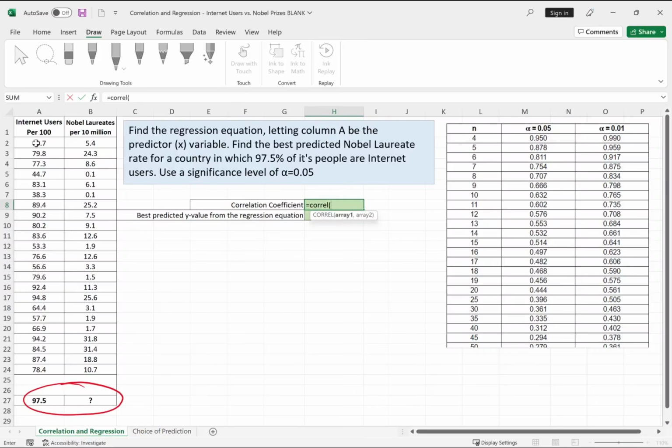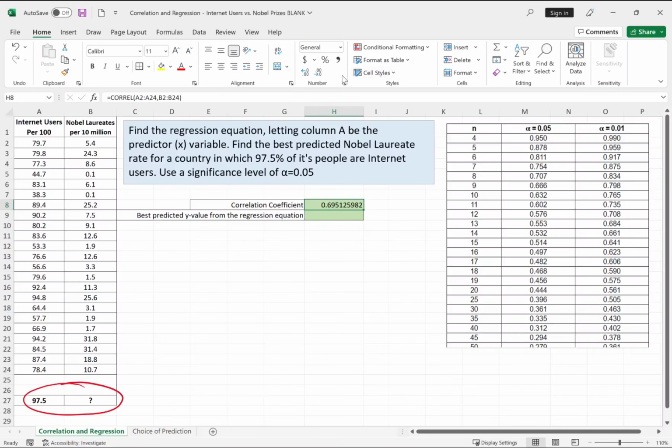So that first list, we'll call those the x values. We commonly refer to the list on the left as the x values. That's A2 through A24. And then a comma, and then we'll give the y values. Array 2, or the list of y values, I'll highlight those. Or you could type in manually B2 colon B24, either way. And so we get a correlation coefficient of about 0.695. I'll round that to 3 decimal places because our critical values are also rounded to 3 decimal places.